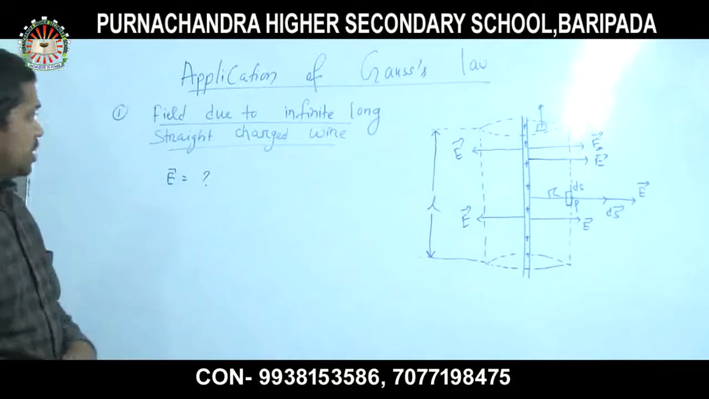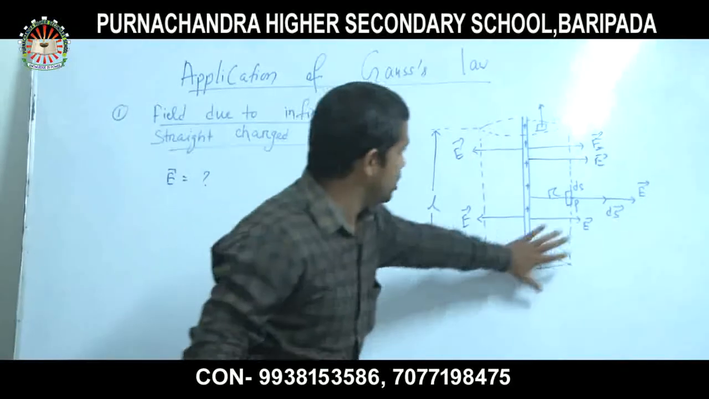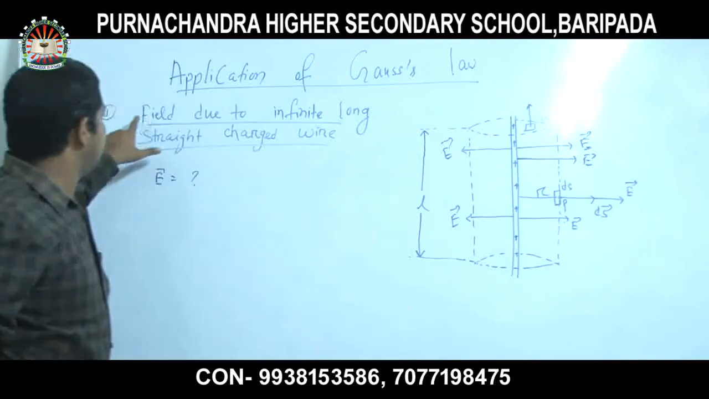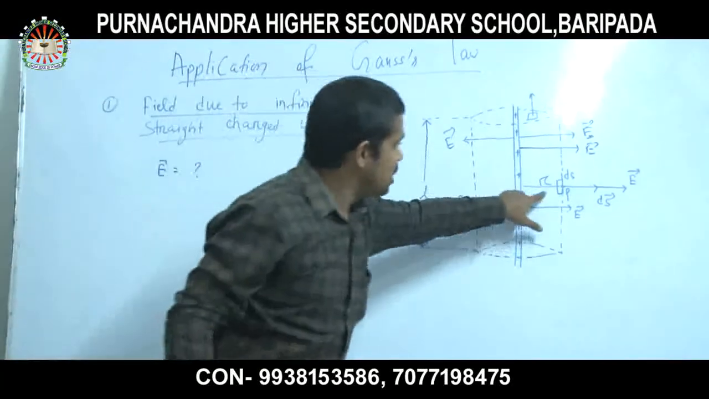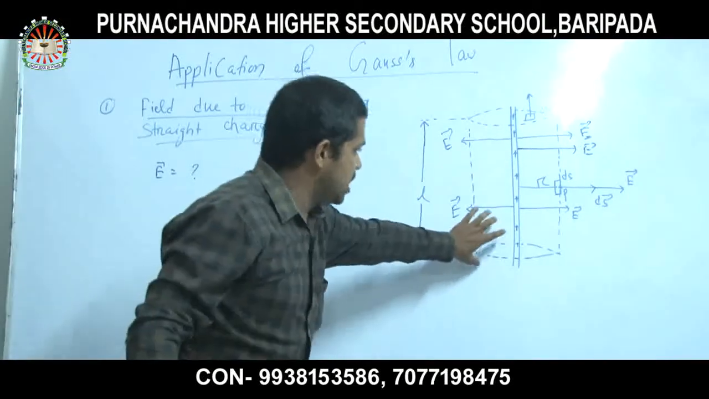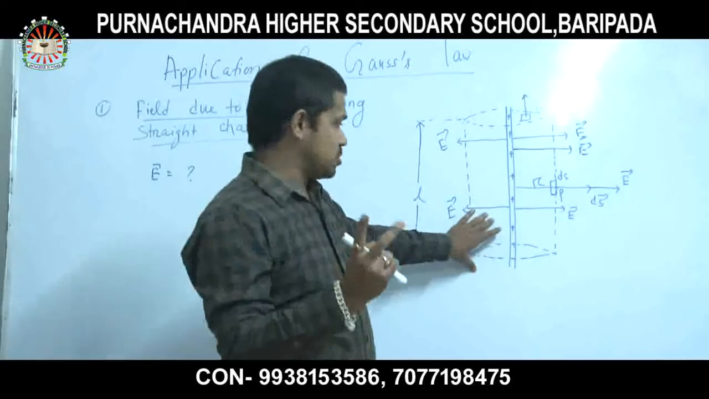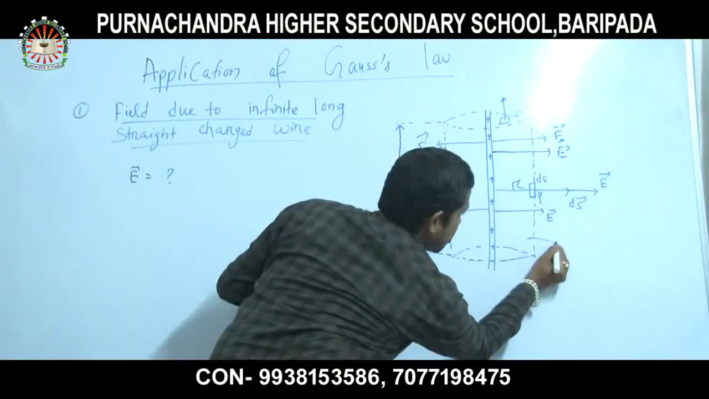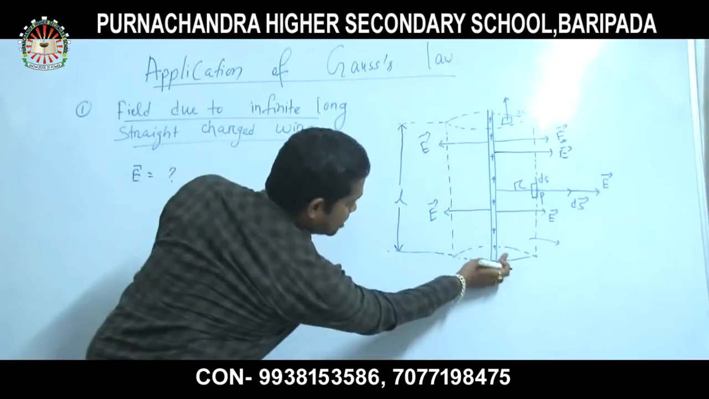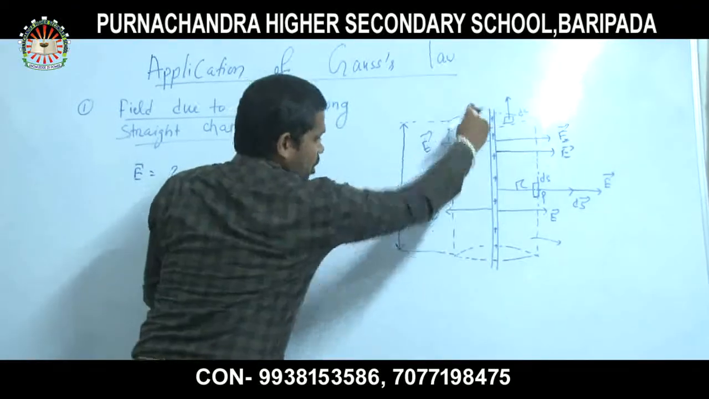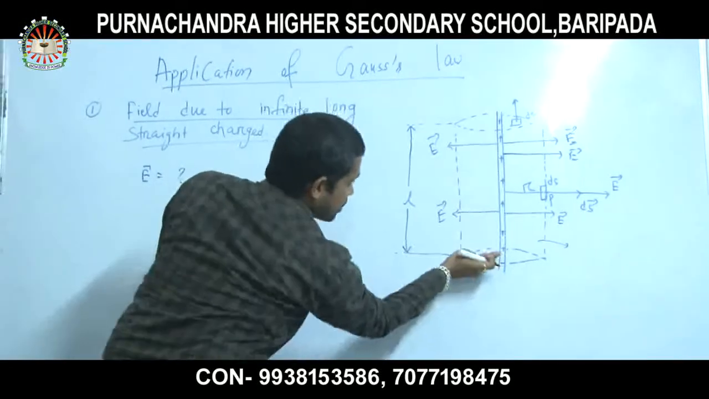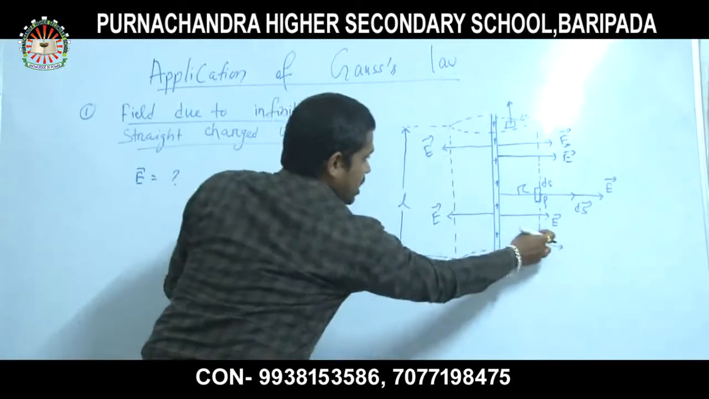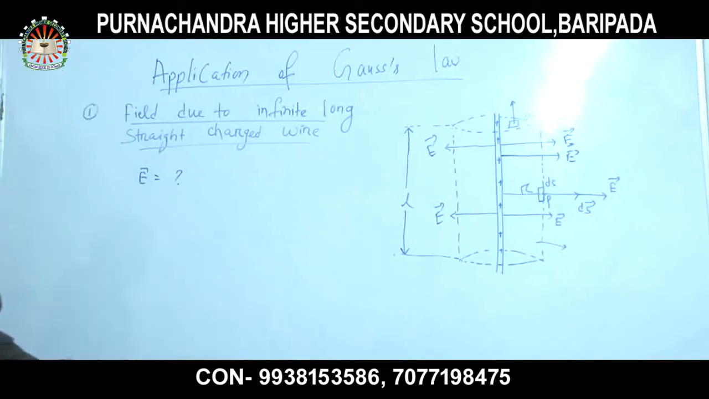Now what is our aim? In this cylindrical Gaussian surface, we have to find the electric field intensity. As we know, a cylinder has two types of surfaces. One is the curved surface. And the bottom one and the top one are the two plane surfaces. In every cylinder there are two plane surfaces, and this is the curved surface. Very simple, as we know.